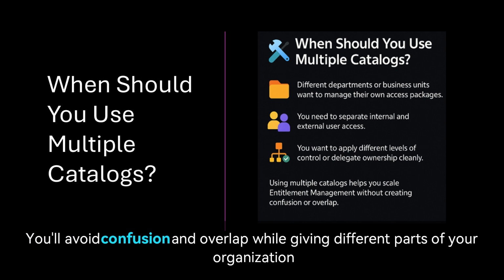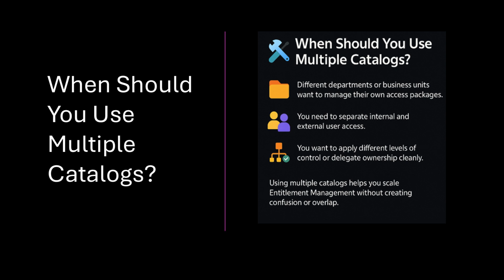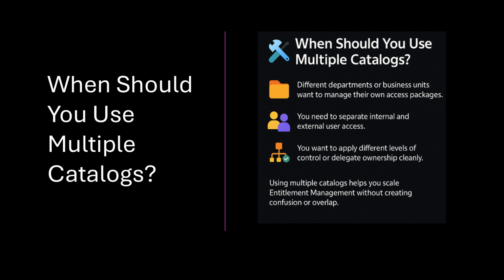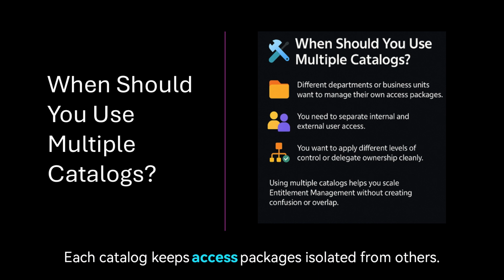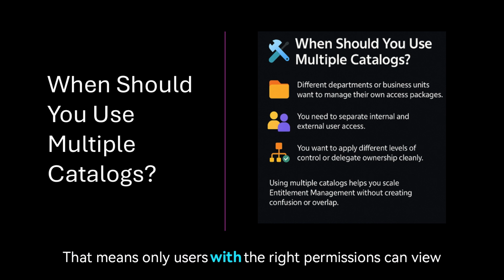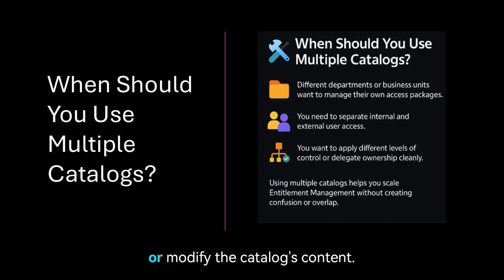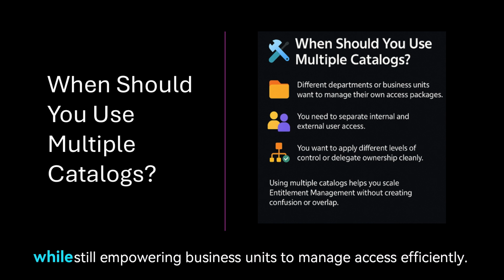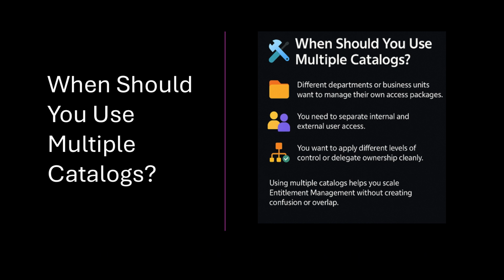You'll avoid confusion and overlap while giving different parts of your organization the flexibility to manage access in a way that fits their needs. Each catalog keeps access packages isolated from others. That means only users with the right permissions can view or modify the catalog's content. It's a great way to protect sensitive configurations while still empowering business units to manage access efficiently.